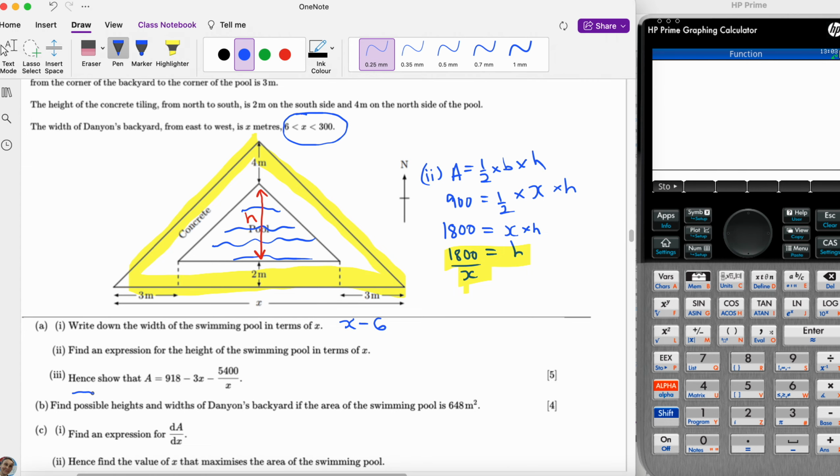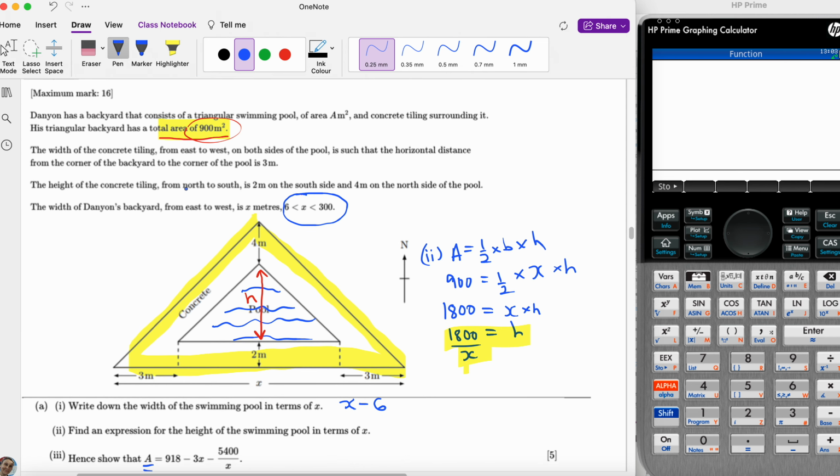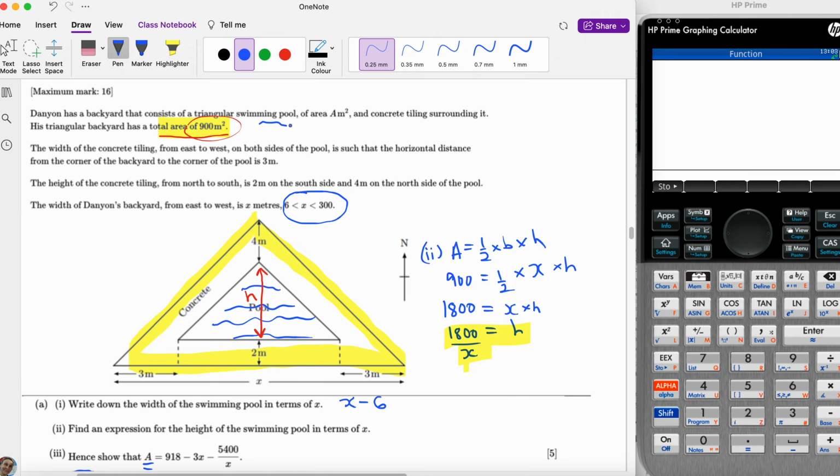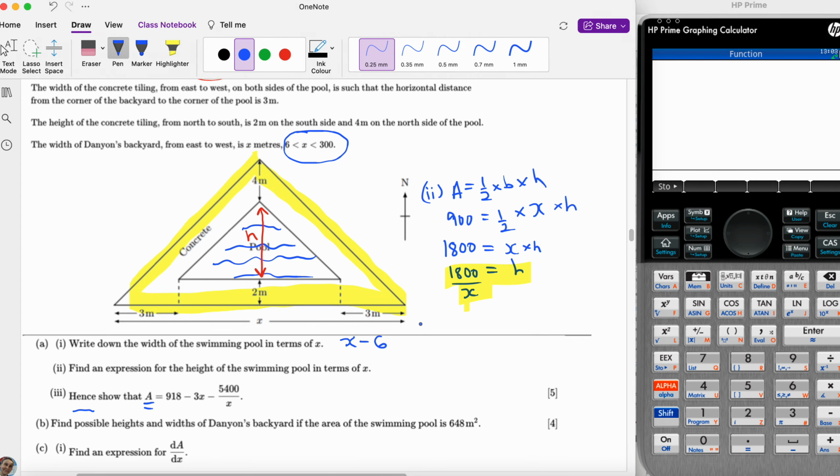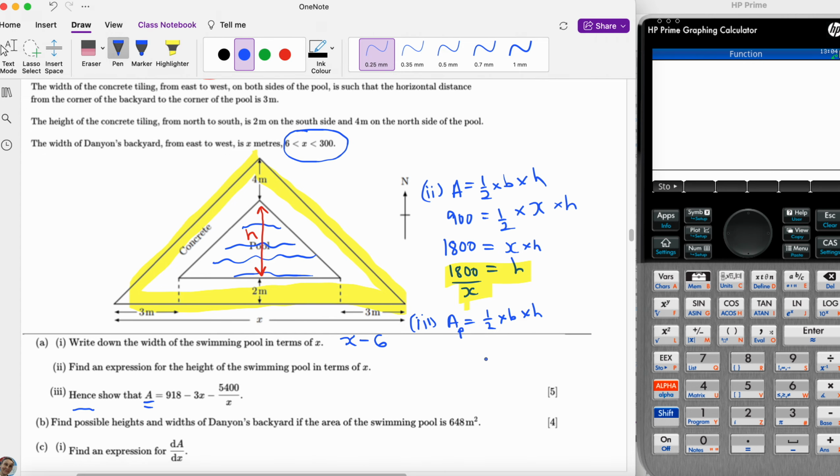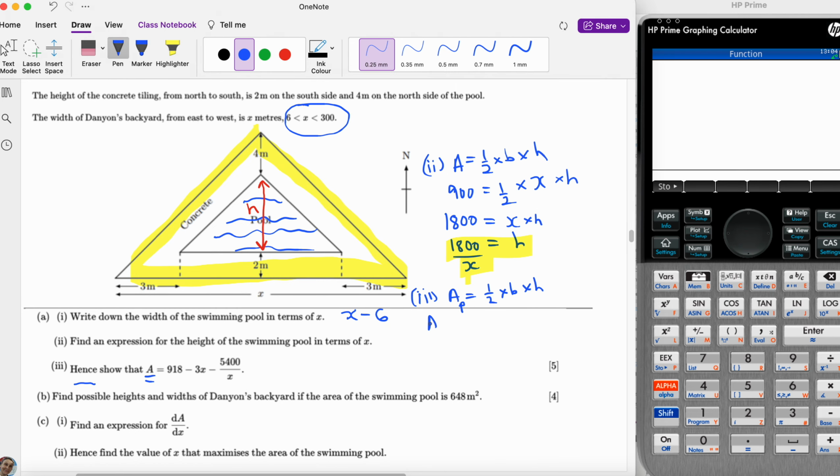Therefore, we're going to have to use that the area is this big ugly thing. Be careful: A was defined not as the whole backyard, but as the swimming pool. This is not such a big drama. We can do this. So now we're going to do this for the pool. The area of the pool is half times base times height. We don't know what the area is, but we know that the base is X minus 6, and we just found that the height is 1800 over X.